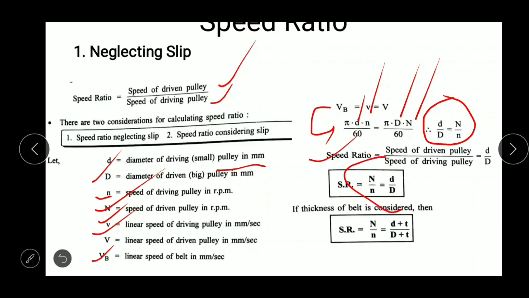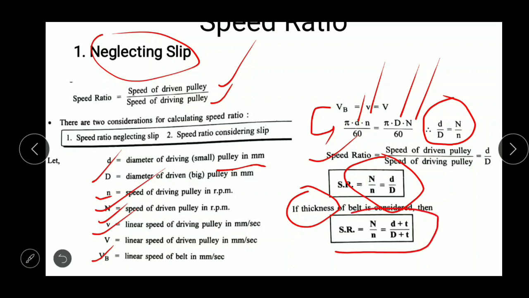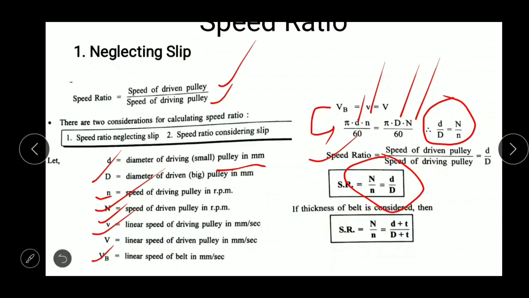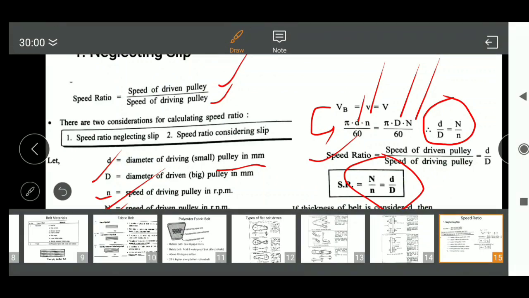So we have written it over here. You can check that we can convert anytime. Capital N by small n, in terms of the speed, is equal to small d by capital D. If I add the thickness, neglecting slip, the speed ratio N by n is the same equation, but just add plus t. So if I add the thickness, that would be your speed ratio with respect to belt thickness. So speed ratio is equal to N by n equals (D plus t) divided by (capital D plus t). Simple. Clear? This is the first type, by neglecting the slip.